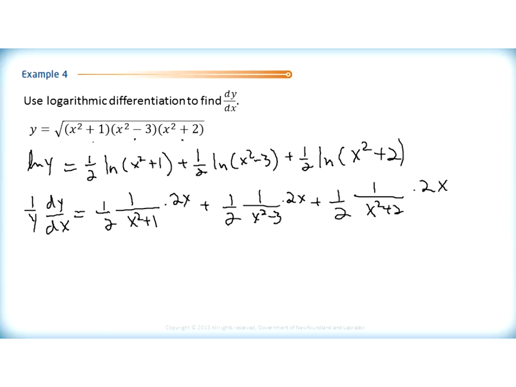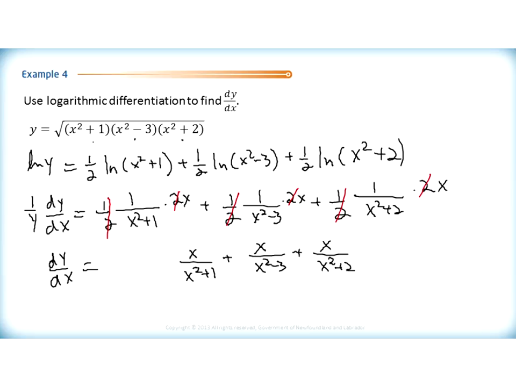And we're going to grab the red pen here. Look out, we're going to be canceling. So we'll grab the cancellation pen, and we got a 1/2 and a 2, and a 1/2 and a 2, and a 1/2 and a 2. So now what we'll do is we'll write all of that more concisely as, let's see what we got now. dy over dx, I'm going to multiply by y in this step too. And we're going to have x over x squared plus 1, plus x over x squared minus 3, plus x over x squared plus 2. And all of that has to get multiplied by the y that we had over here.